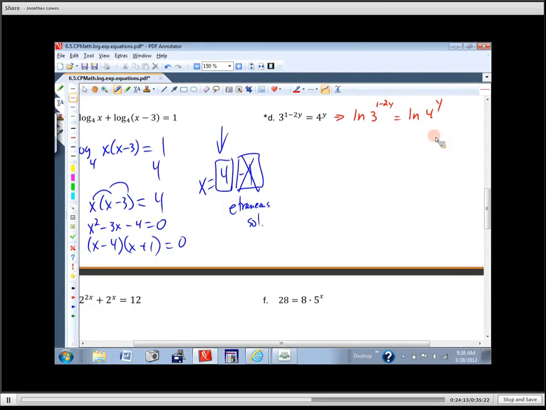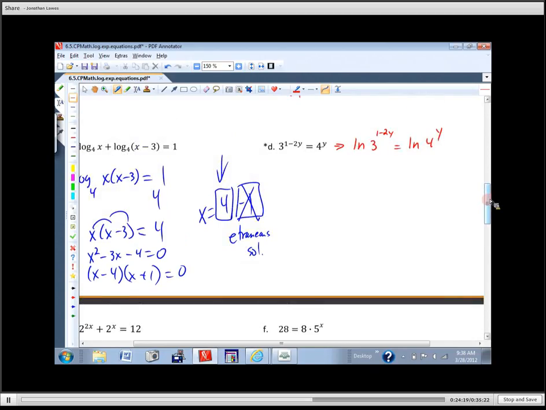Now, for the time being, that looks worse. It looks like I made things more complicated. But now that I've got a logarithm on both sides, I'm taking the log of this side and the log of this side, the natural log. Okay? What can I do with the exponents?